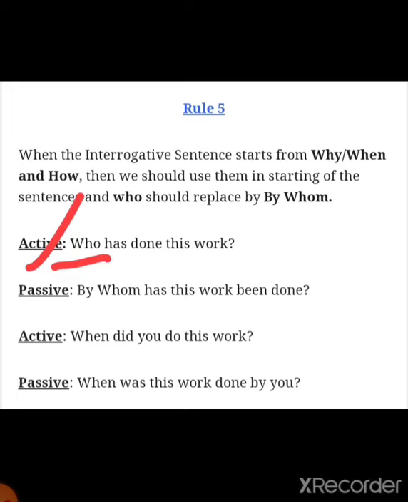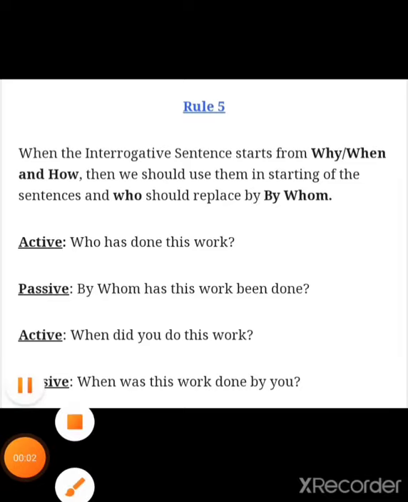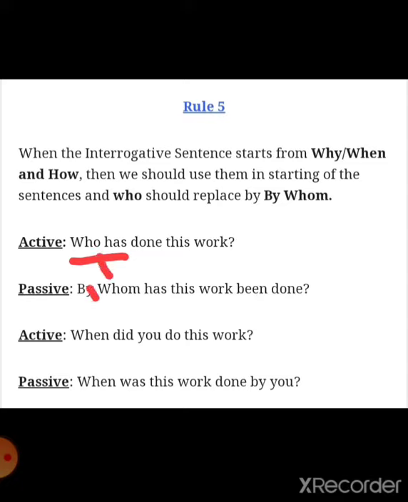We are starting the sentences with who, which, when. This kind of WH words. So the first example over here is who has done this work. So if who is there in active voice, how will you change it in passive voice? If who is there, you have to write it by whom. After that, everything will remain the same. So students, whenever there will be who, you have to change it into by whom. After that, everything will remain the same.